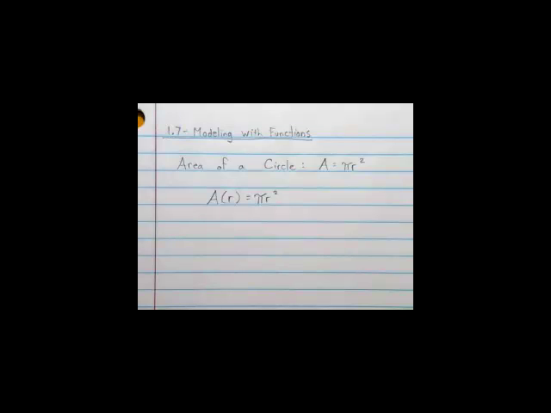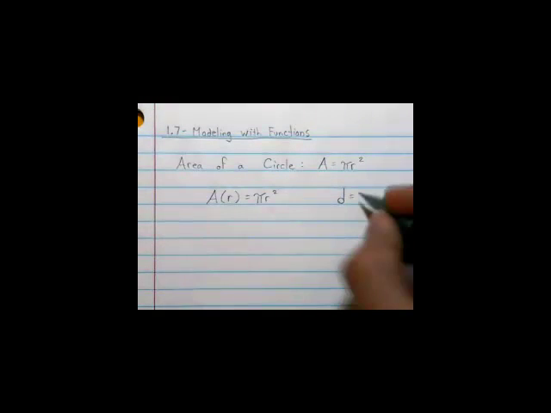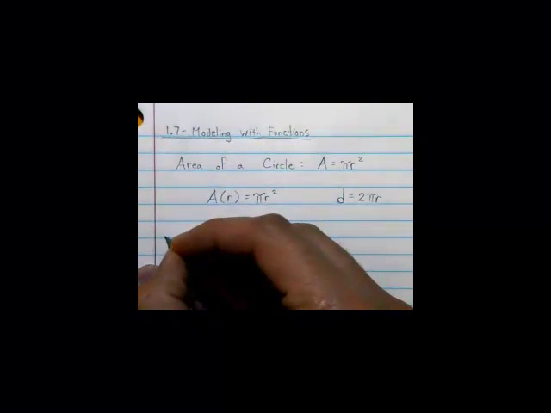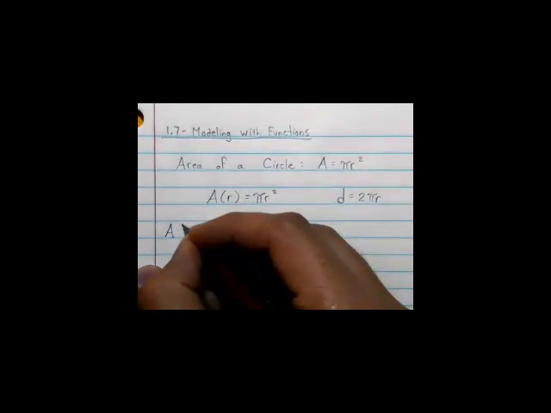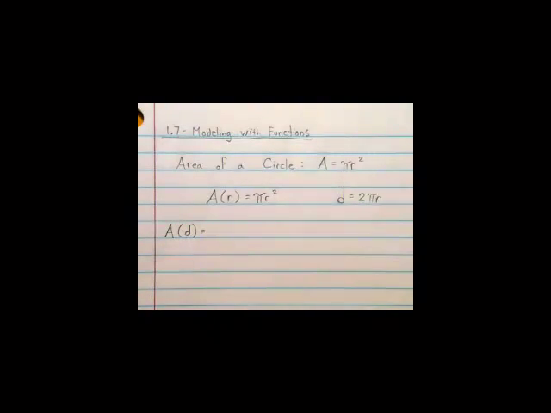So let's say I wanted to create another equation for the area of a circle, but I wasn't interested in using the radius. I wanted to use the diameter. The diameter of a circle, someone actually already mentioned this one, it's 2 pi r. So if I want the area as a function of diameter, how could I take this information and do that?